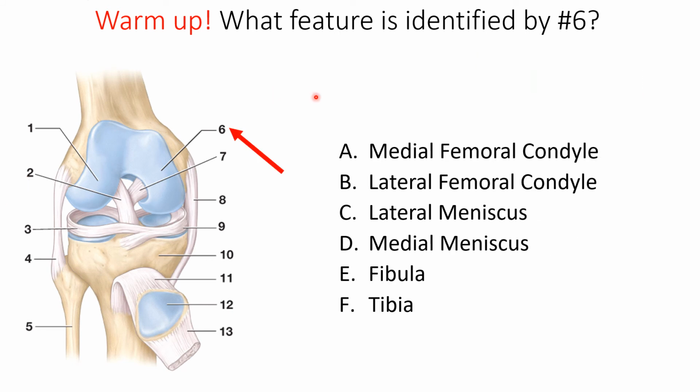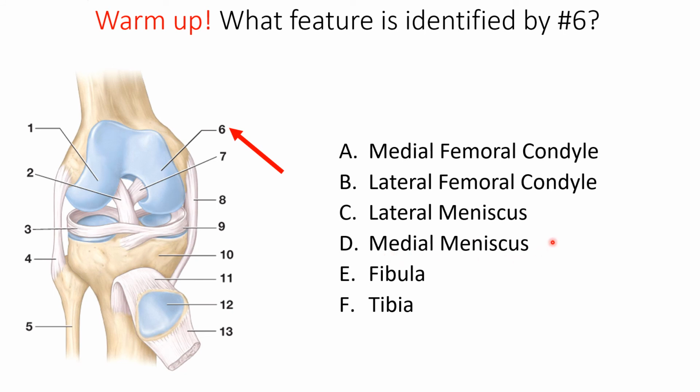So here's another warm-up question. What feature is identified by number 6? Where's number 6? Right there. So what is this right here? Your possible options are your medial femoral condyle, your lateral femoral condyle, your lateral meniscus, or your medial meniscus.